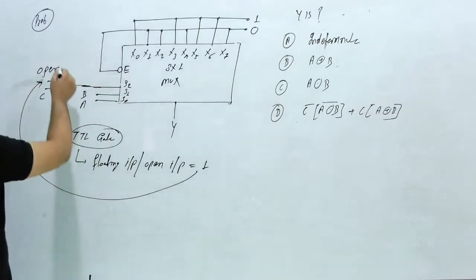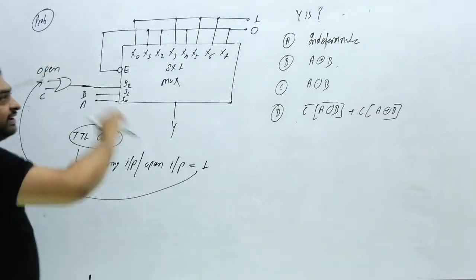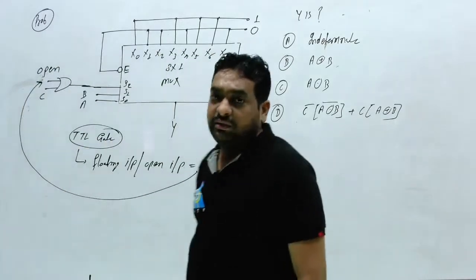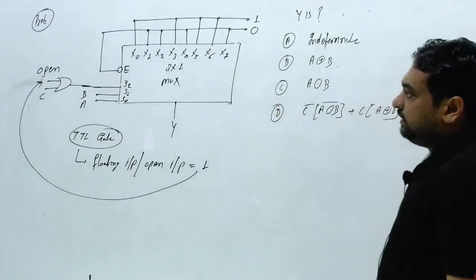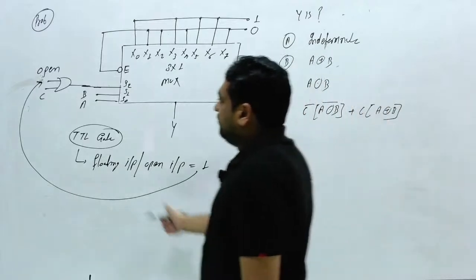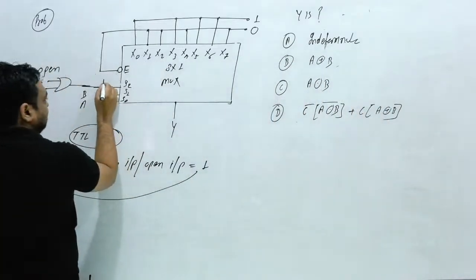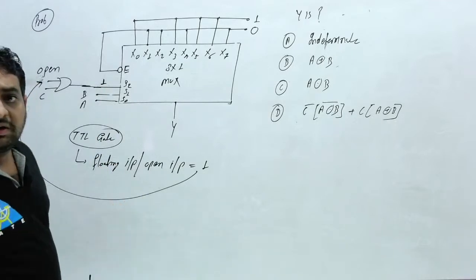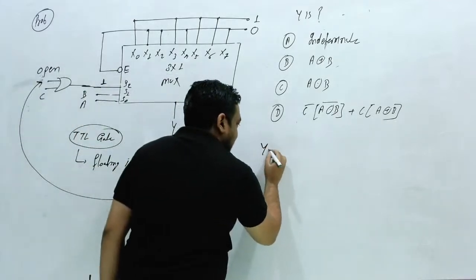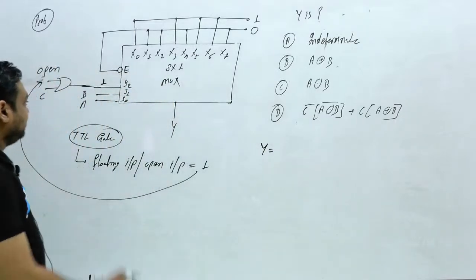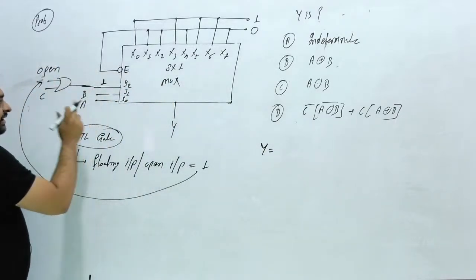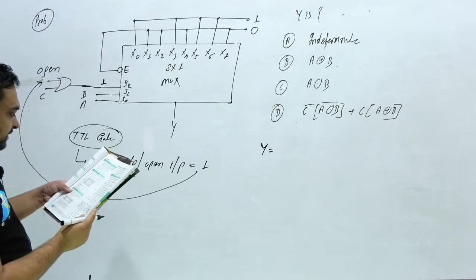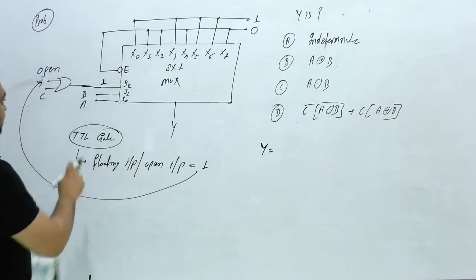So this concept is very important: a floating input is treated as 1. So this 1 plus C will always be 1. What will be the output of the multiplexer? What can you directly write? C bar, B bar, A bar. You can write it in this way.